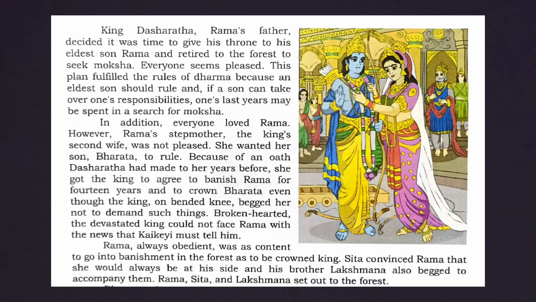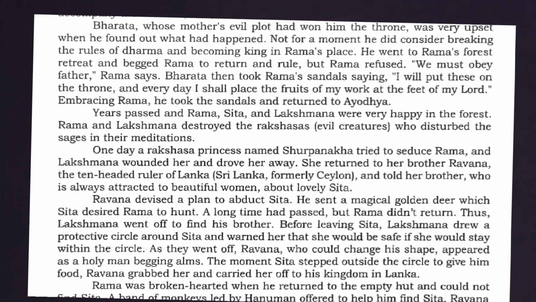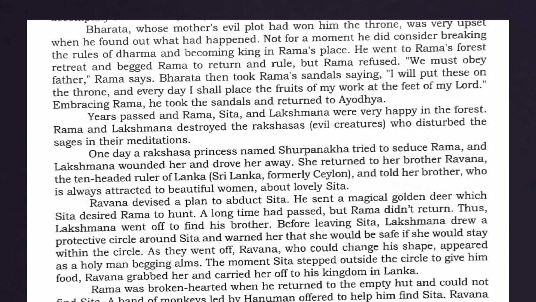Rama, always obedient, was as content to go into banishment in the forest as to be crowned king. Sita convinced Rama that she would always be at his side, and his brother Lakshmana also begged to accompany them. Rama, Sita, and Lakshmana set out to the forest. Bharata, whose mother's evil plot had won him the throne, was very upset when he found out what had happened. Not for a moment did he consider breaking the rules of Dharma and becoming king in Rama's place.